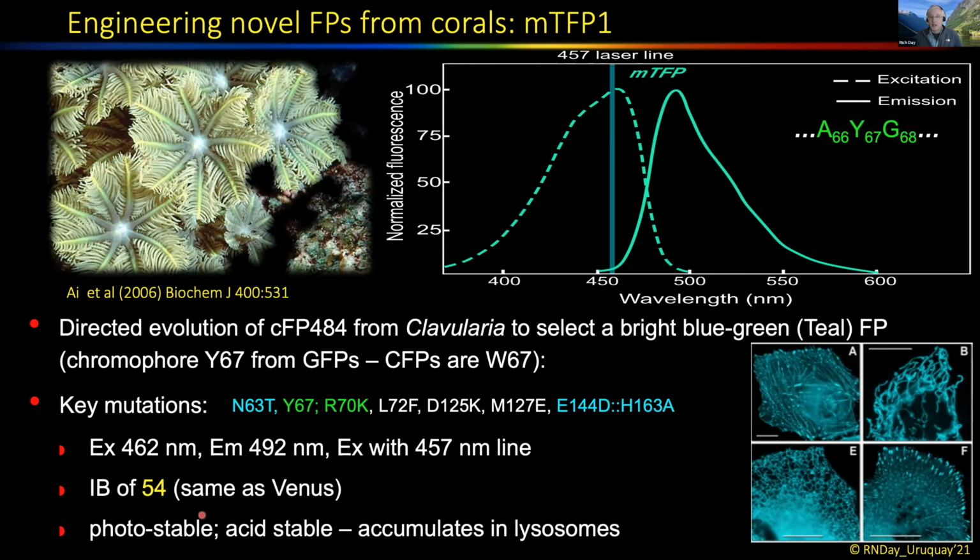It's very photostable. But one problem with teal fluorescent protein is it's also very acid stable, which means it takes the cell a long time to break it down. So it actually accumulates in lysosomes. So that could be a real problem for background if you're using it. However, if you're interested in studying lysosomes, it's an ideal protein for that.